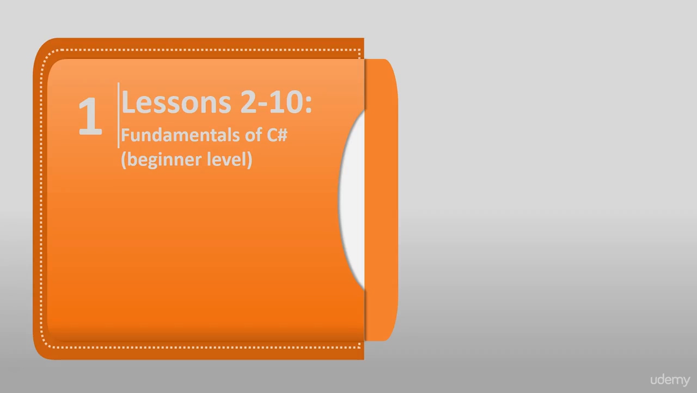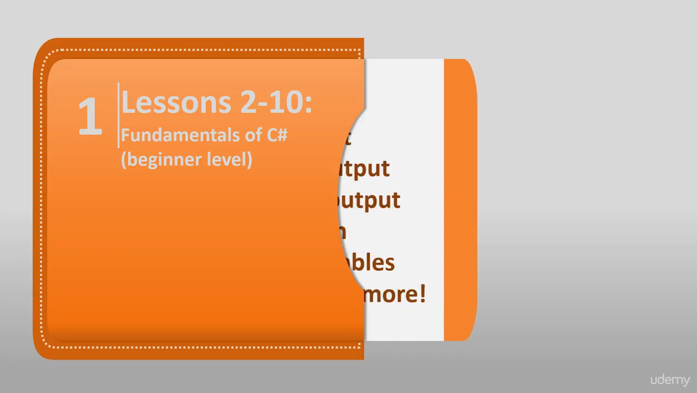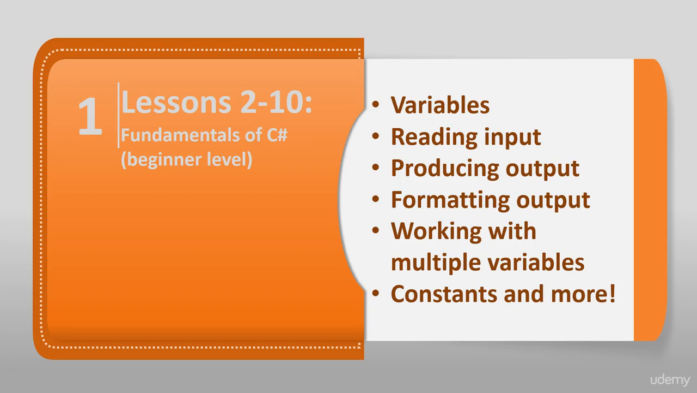Let's go over the content of the course. Lessons 2 through 10 talk about the fundamentals of C#: variables, reading input, producing output, formatting output, working with multiple variables, constants, and more. This is useful if you're coming from another language.